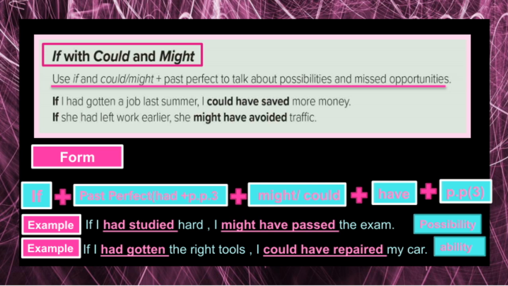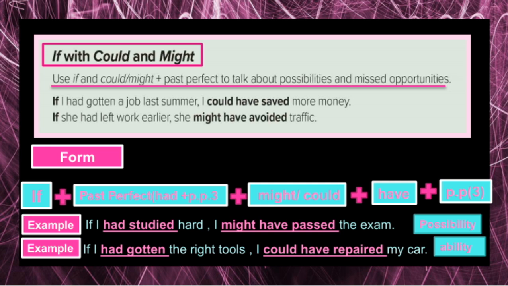Next, we see the possibility example. If I had studied hard, I might have passed the exam. This highlights how, in the past, studying hard could have increased my chances of passing, but it wasn't guaranteed. The phrase might have indicates a possibility, not certainty.